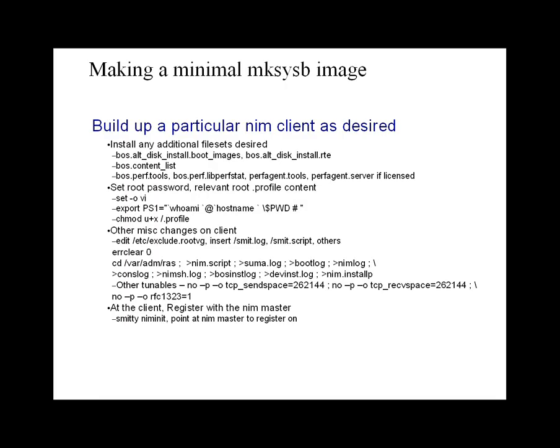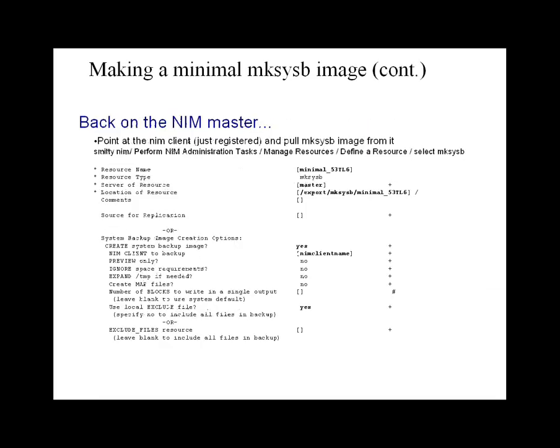Basically the main point here of making a standard image is to make all the changes you want, build it up exactly as you want it, and then on that client, I'll register him with the NIM master. The client can run smitty nim_init, and he points at the master and says, "Make me a client." And so there's operations back and forth between master and client. Now he's known on the master. I'll then return to the master.